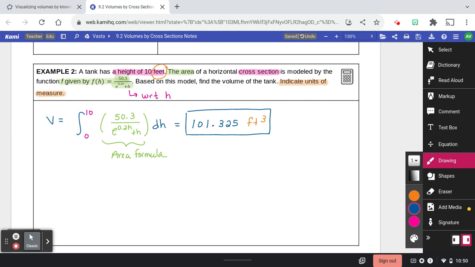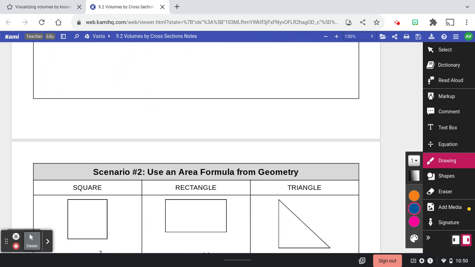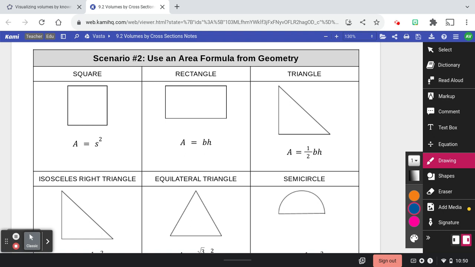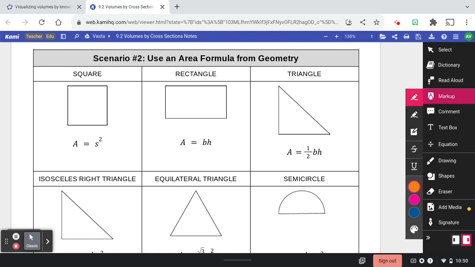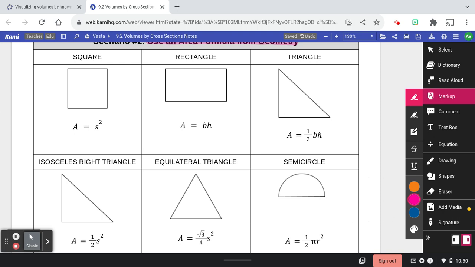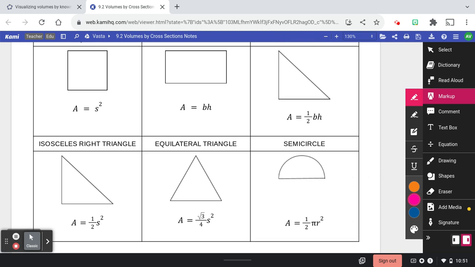So scenario number 1 is they might actually just say in the directions, here's the area formula for a cross section. Add up all these cross sections to get your volume. Scenario number 2 is you're going to have to come up with an area formula for yourself. So you are going to need to use area formulas that you learned in geometry. Now, you might be a little rusty on these, so I threw some example formulas in here for you. I've got a square, a rectangle, a triangle, an isosceles right triangle, an equilateral triangle, a semicircle. These are all going to be formulas you need to know. So I threw these in the notes for you so that you could review them.